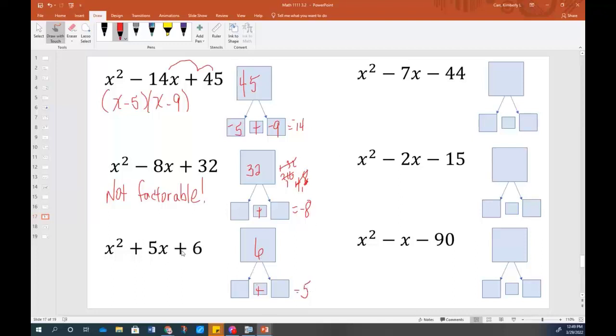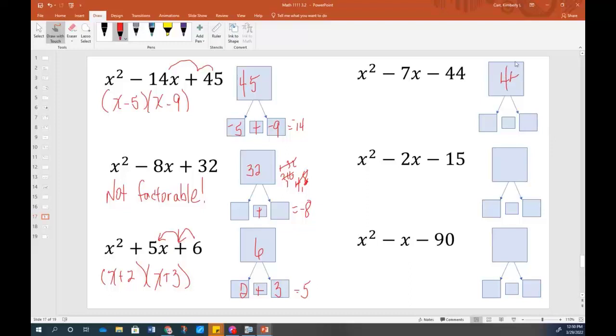It's important that you recognize it adds because of this right here: what multiplies to 6, but adds to 5, because if it had to subtract, we'd have different numbers. But 2 and 3 add to 5, so I have x plus 2, x plus 3.